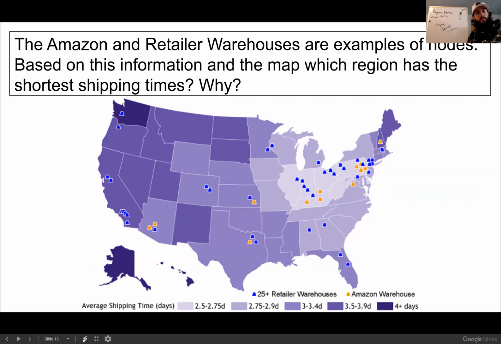Based on this information, a map, which region has the shortest shipping times? It's probably going to be up here because, one, if we go to the key, we see that that is the shortest average shipping time. Also, it's where we have the most retailer warehouses and Amazon warehouses.